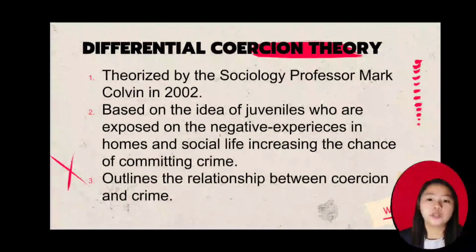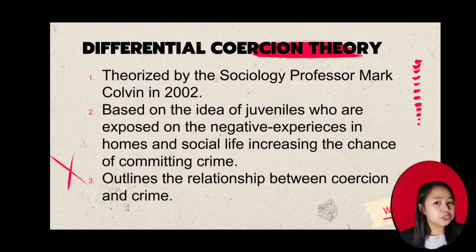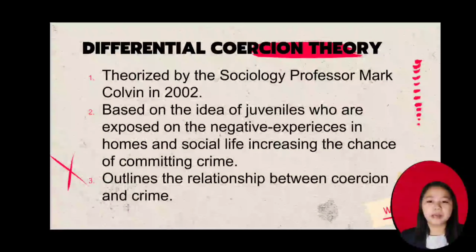The DCT, or the differential coercion theory, outlines the relationship between coercion and crime. Colvin's research expanded on his previous work in an attempt to increase our grasp of the coercion-crime relationship. In his first understanding, coercion comes from a variety of sources, including families, friends, schools, neighborhoods, and surroundings.